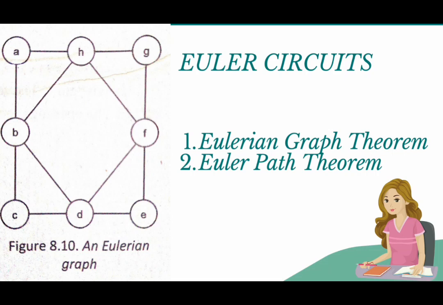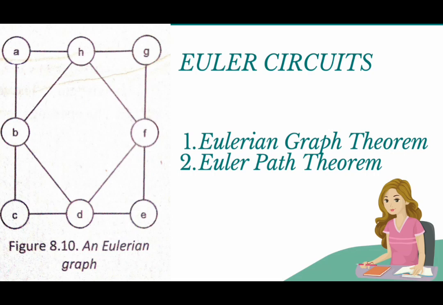Okay. Ang Eulerian path naman, a connected graph contains an Euler path if and only if the graph has two vertices of odd degree with all other vertices of even degree. And every Eulerian path must start at one of the vertices of odd degree and end at the other.